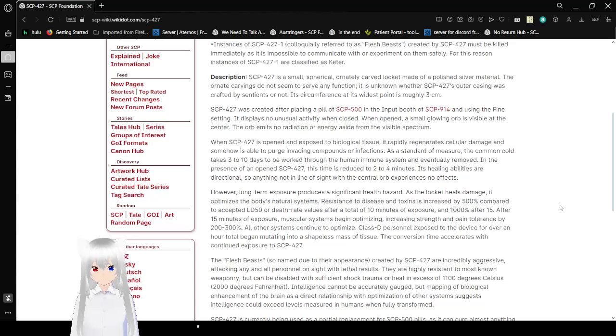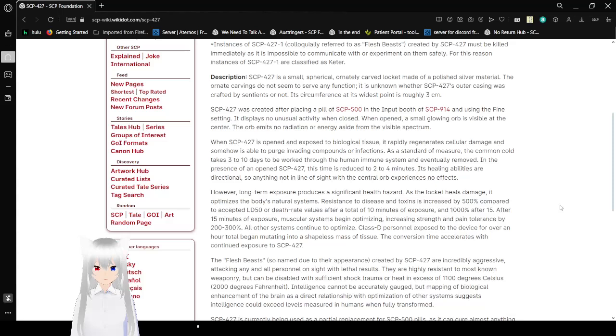Description: SCP-427 is a small, spherical, ornately carved locket made of polished silver material. The ornate carvings do not seem to serve any function. It is unknown whether SCP-427's outer casing was crafted by sentients or not. Its circumference at its widest point is roughly 3 centimeters. SCP-427 was created after placing a pill of SCP-500 in the input booth of SCP-914 and using the Fine setting.